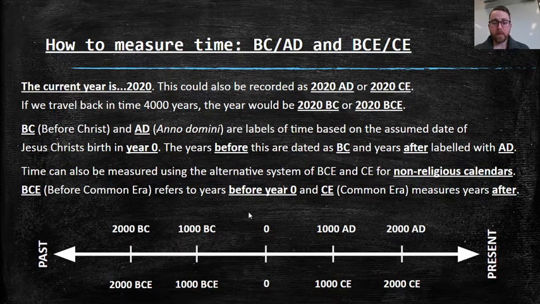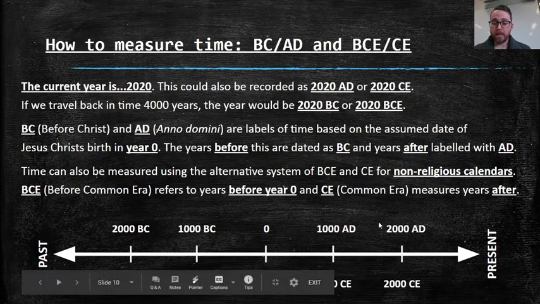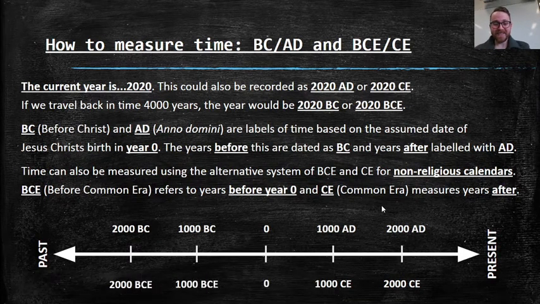You've got year 0 here. Then after year 0, we're now using either AD or Common Era. So 1000 CE, 1000 AD, or 2000 AD, 2000 CE. Super confusing, I know, I'm very sorry. That's the best I can explain it, really. You just need to have that little timeline there as a reference. So is it before or after the year 0 is the main thing. So that's how we measure time.